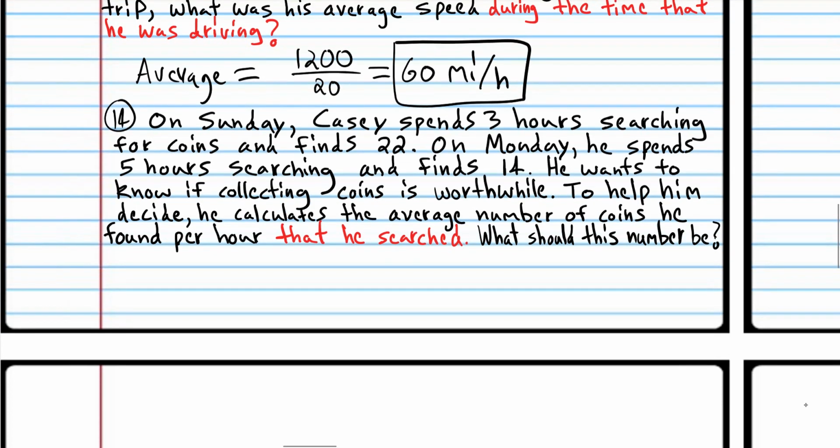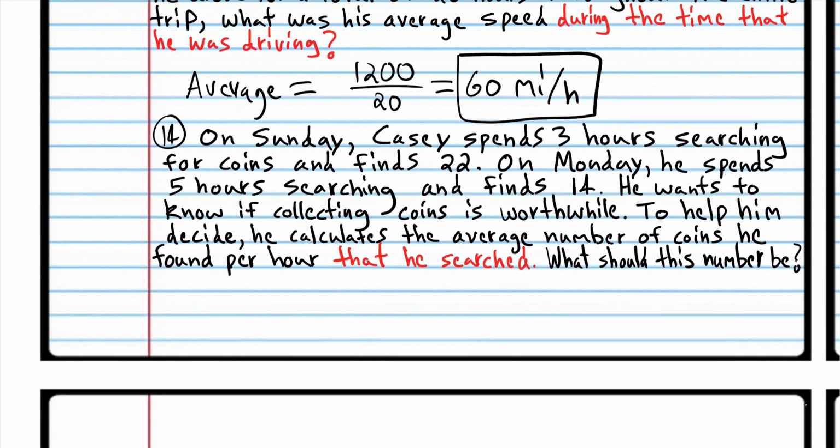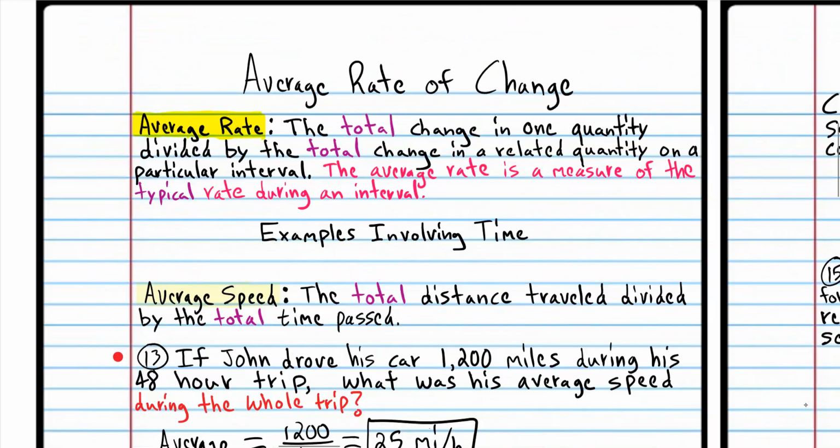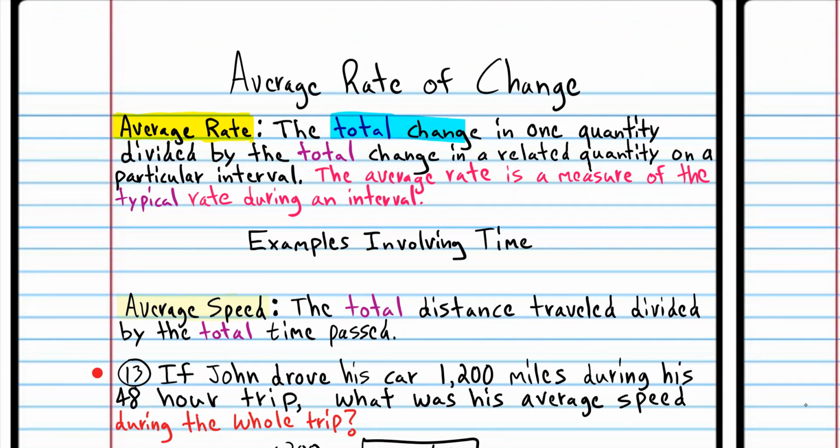So what we're going to do is use our definition for average rate. Remember, average rate is the total change in one quantity divided by the total change in a related quantity.